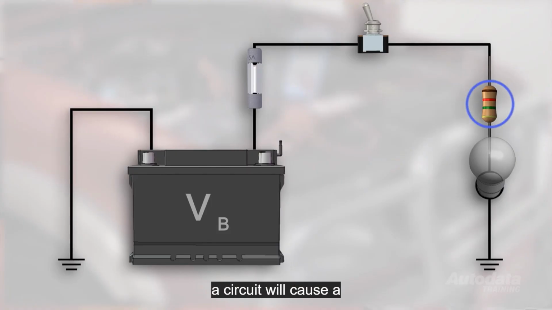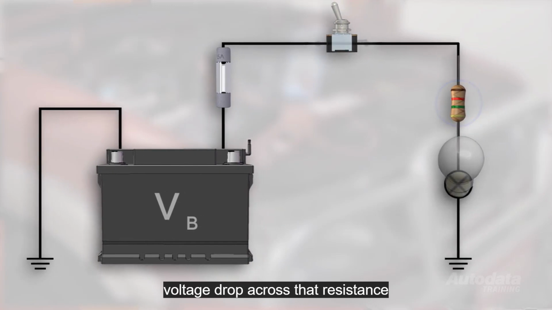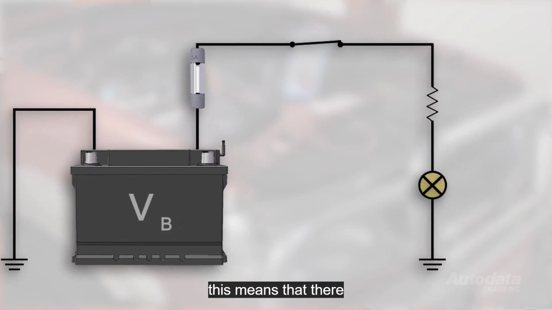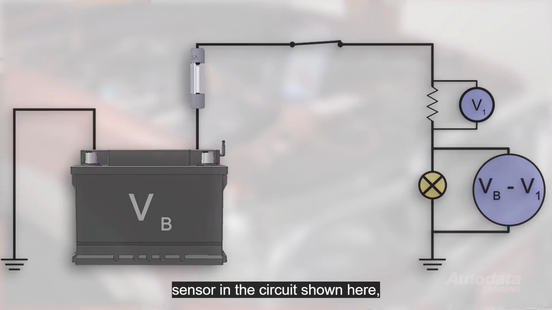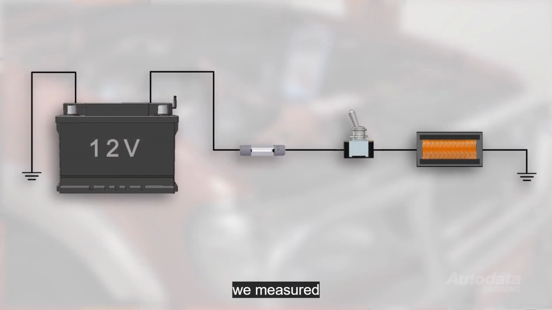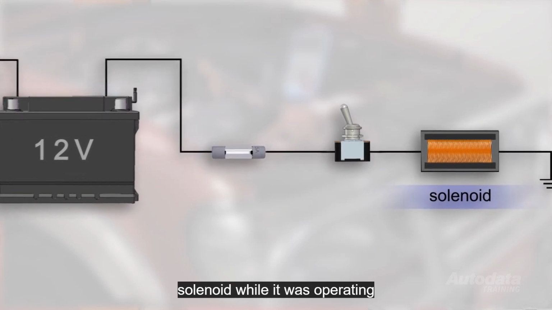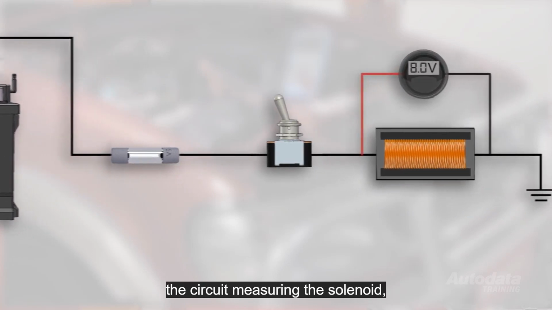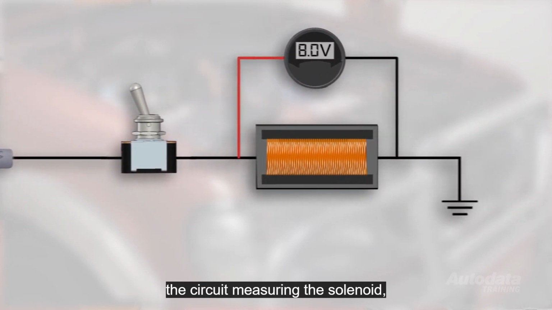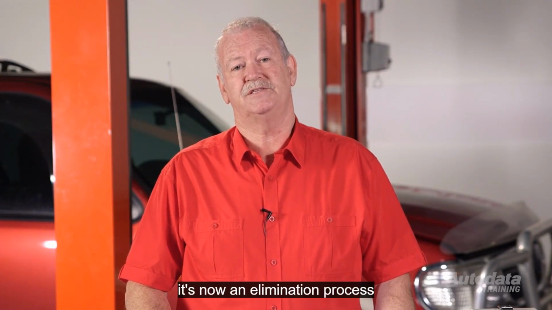A resistance in a circuit will cause a voltage drop across that resistance. This means that there will be lower voltage available at the load or the sensor. In the circuit shown here, we measured the voltage drop across the solenoid while it was operating, and it was only 8 volts. This means that there is approximately 4 volts missing. This must be caused by an excess resistance in the circuit. Measuring the solenoid, we get 8 volts. It's now an elimination process.